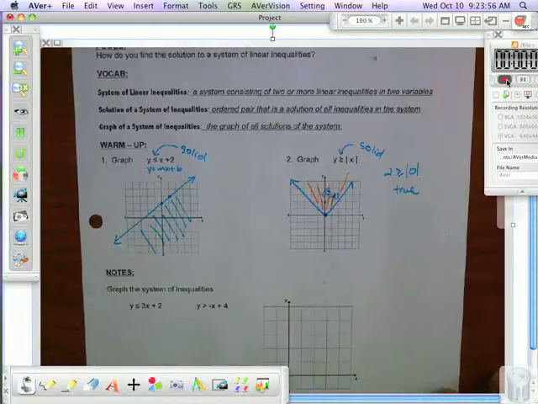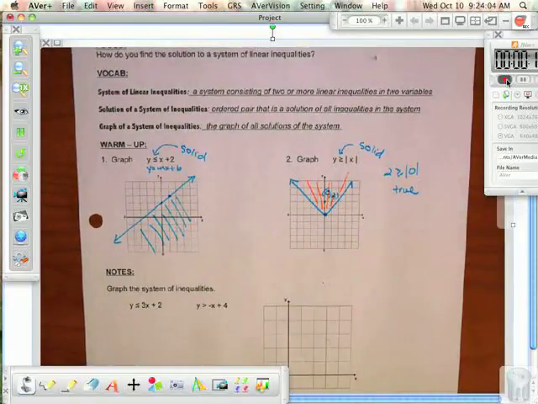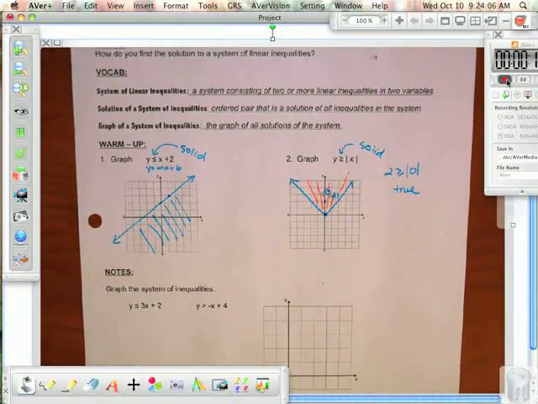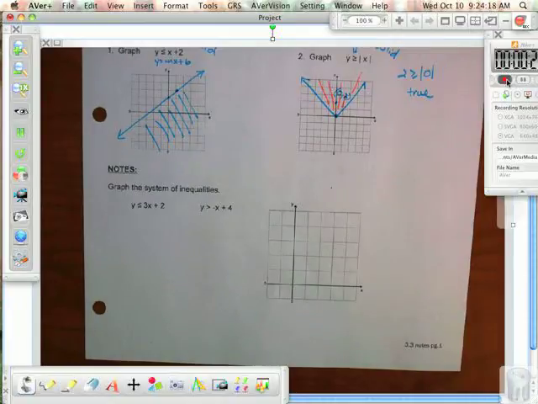So the system of linear inequalities is a system consisting of two or more linear inequalities in two variables. The solution, there's going to be a bunch of ordered pairs that would make both inequalities true. And the graph is a graph of all the solutions, which is what we're going to do today with our colors. Okay? So here, we have two inequalities, and we're told that they're a system. So let's graph both of them.